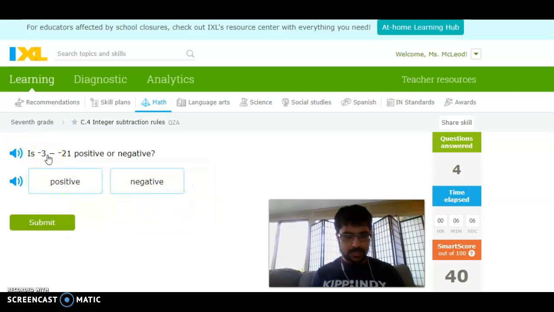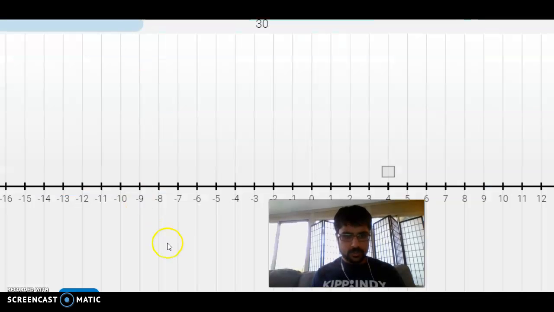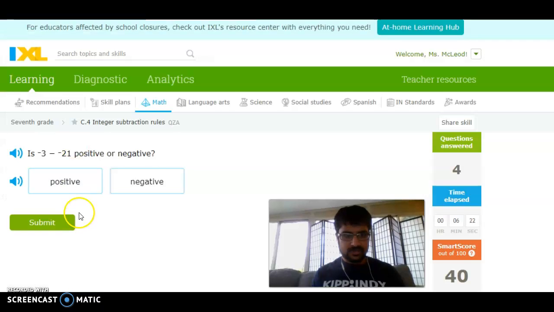-3 is where I'm starting, and then I'm subtracting a -21. Since I'm subtracting a negative, I can go ahead and make that adding a positive, which means that I'll start at -3 and then move to the right by 21 since I'm moving in the positive direction. That's going to land me in the positive space.